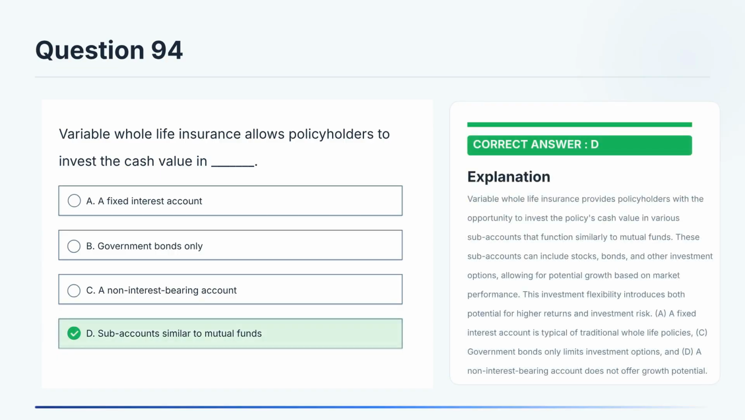The correct answer is D, subaccounts similar to mutual funds. Variable whole life insurance provides policyholders with the opportunity to invest the policy's cash value in various subaccounts that function similarly to mutual funds. These subaccounts can include stocks, bonds, and other investment options, allowing for potential growth based on market performance. This investment flexibility introduces both potential for higher returns and investment risk. A fixed interest account is typical of traditional whole life policies. C, government bonds only limits investment options. And D, a non-interest bearing account does not offer growth potential.